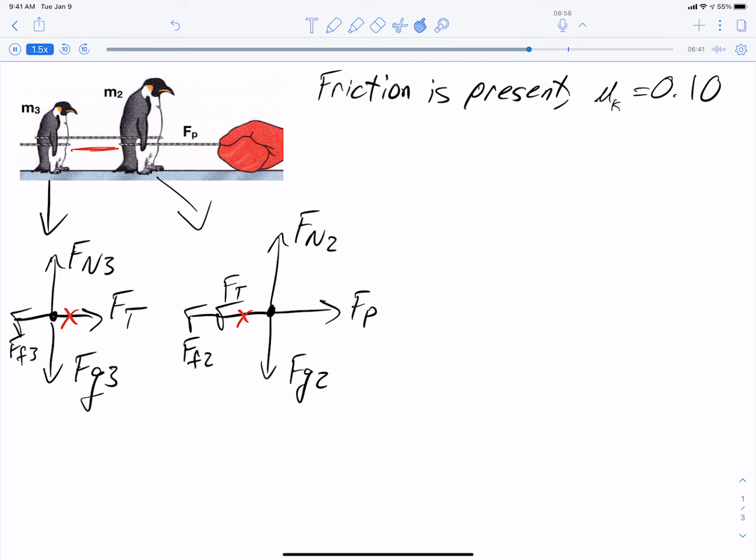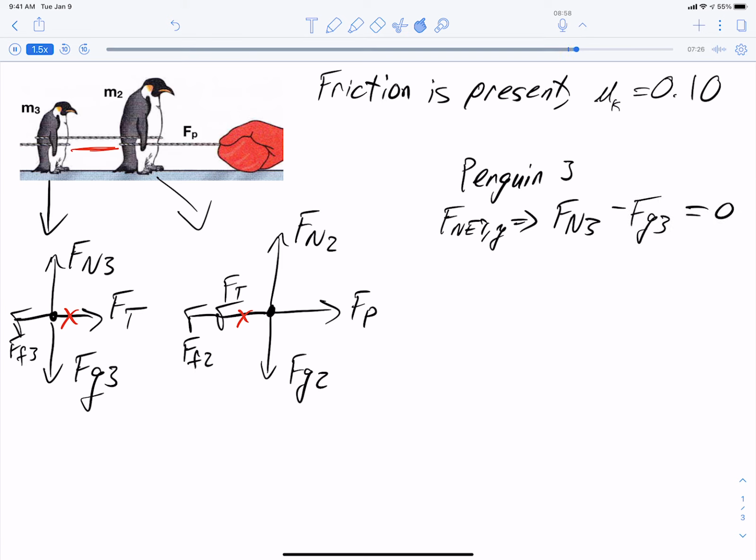So if we start with penguin 3, then the net force in the y direction for penguin 3 is normal force minus the force of gravity, and that is equal to 0 because the penguin's not moving in the vertical direction. F net x is the force of tension in the positive x direction, and the force of friction in the negative x direction, and that's equal to m3, because that's the mass of that penguin, times its acceleration.